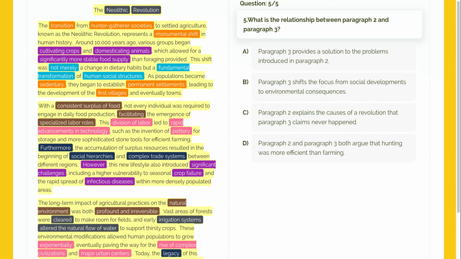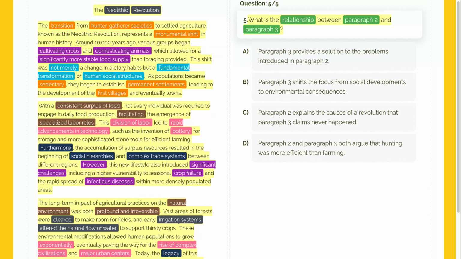Finally, we have arrived at the last question. This one asks about the relationship between 2 specific paragraphs, which helps us understand how the author organized their ideas. What is the relationship between paragraph 2 and paragraph 3? This question focuses on the relationship between paragraph 2 and paragraph 3. Think about the topics. Paragraph 2 talks about social changes like specialized labor and hierarchies. Paragraph 3 starts by talking about the impact on the natural environment. We need an option that correctly identifies this shift in the author's focus.